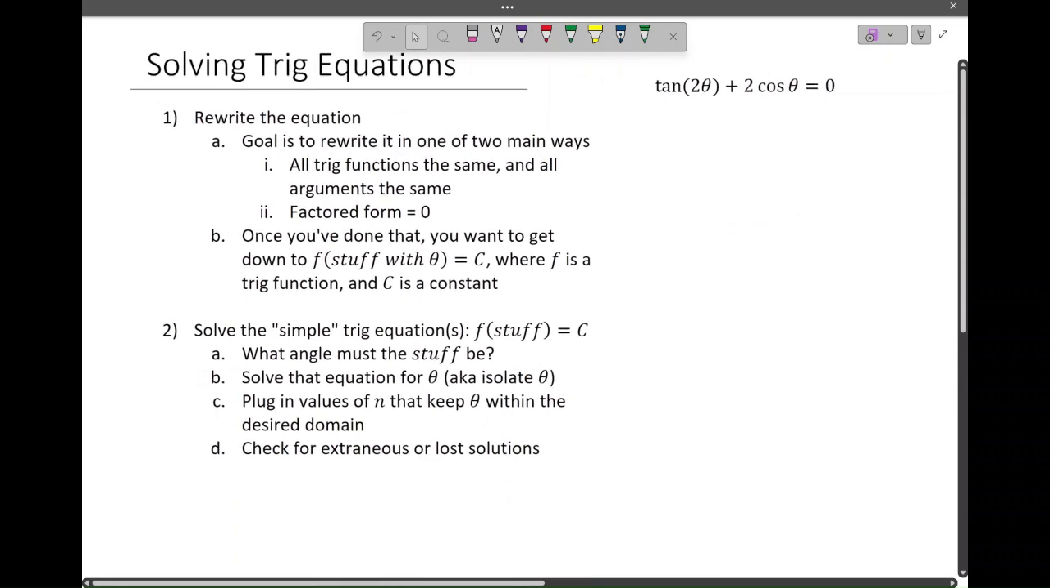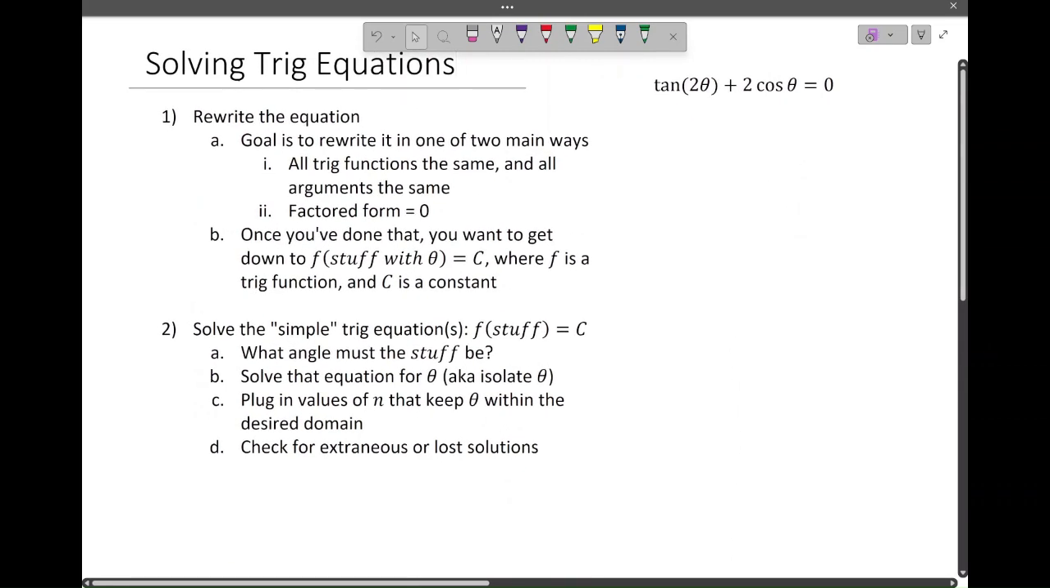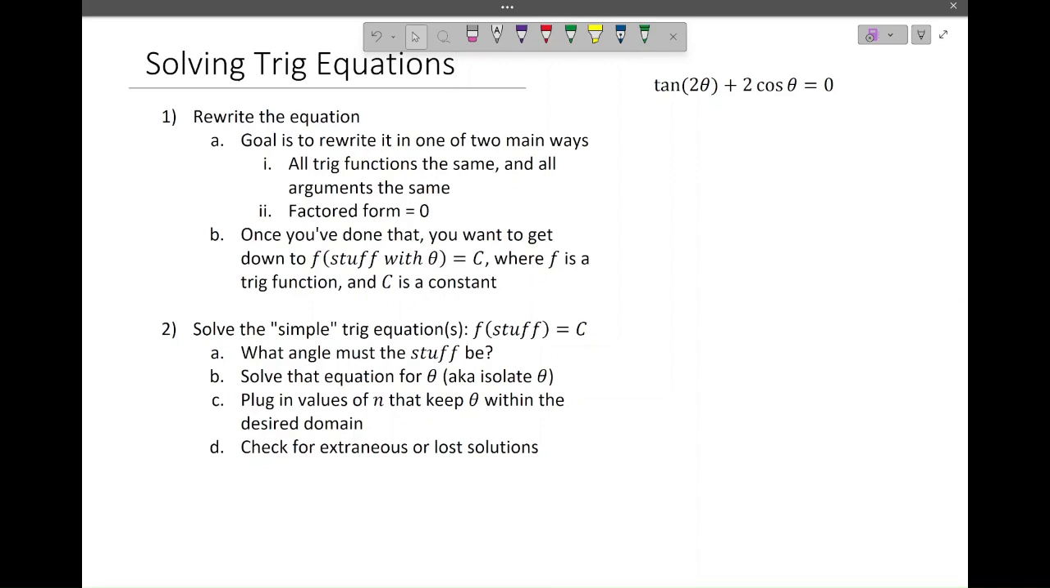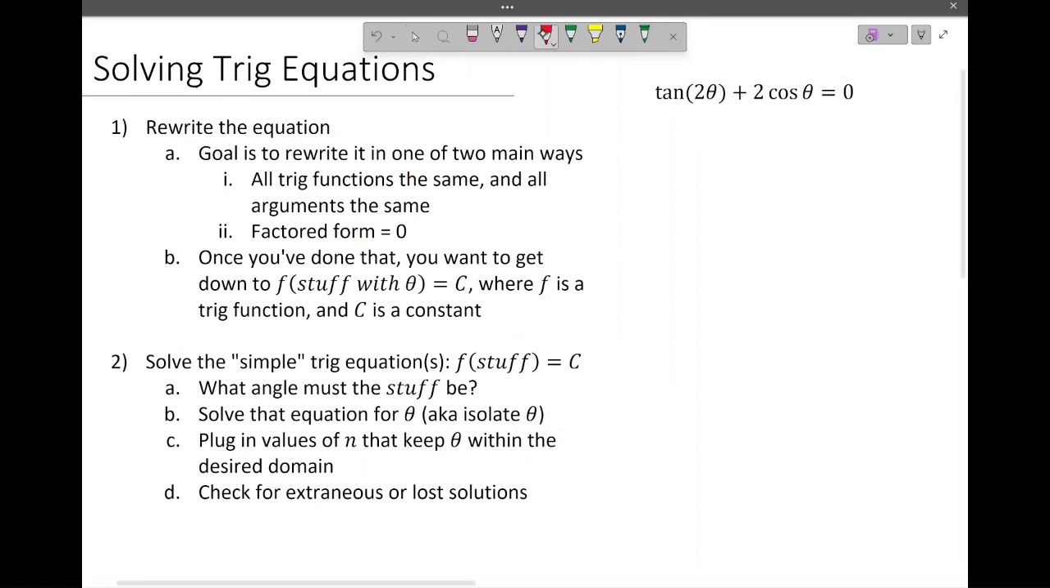Greetings, folks. So in this video, I want to work through another example. This one I thought was really interesting because it didn't work out the way that I expected it to. So the problem that we're going to work through today is this one right here on the right side. Tangent of 2 theta plus 2 cosine of theta is equal to 0.